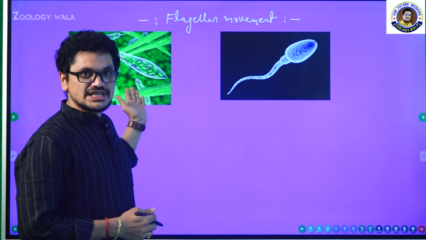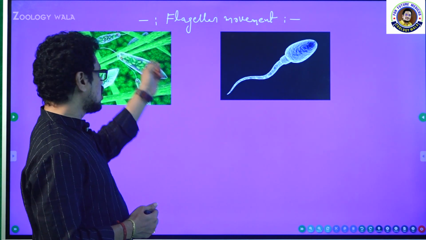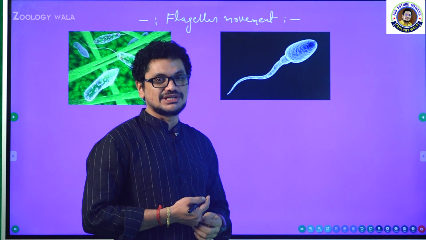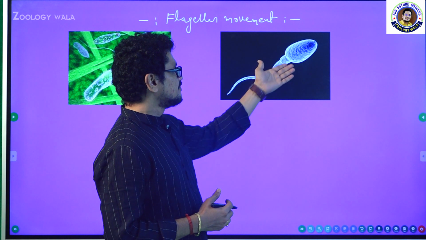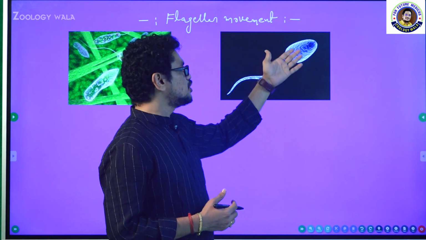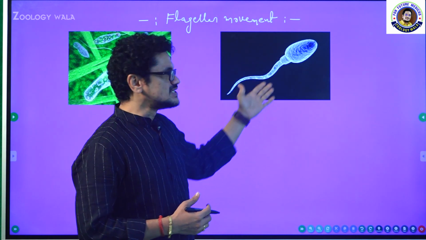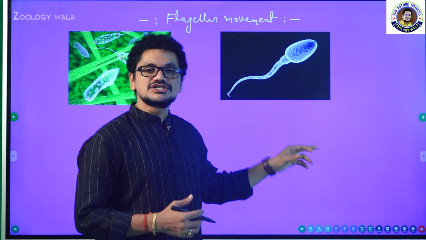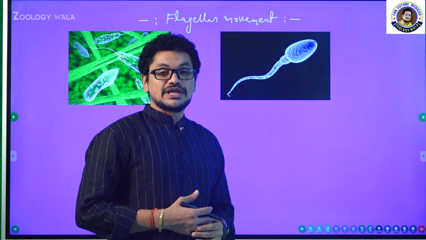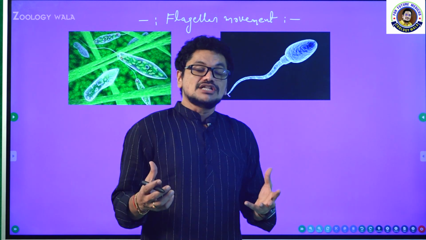The flagellar movement, see, this is Euglena, which is having a long flagellum. Of course, short flagellum also will be there. With the help of the flagella, the organism will show the movement. And this is the sperm cell. So in human beings, in male humans, the sperm cell, which is having the flagellum, is also useful for the movement.